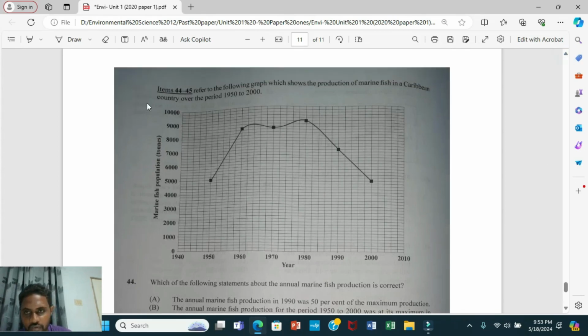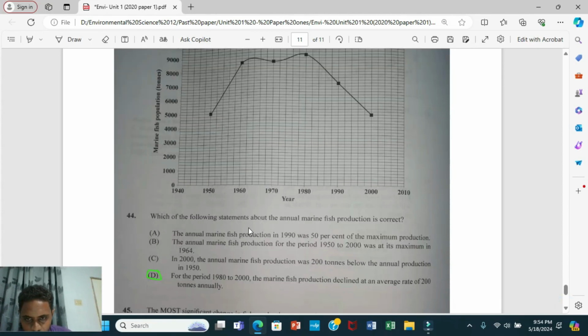Items 44 to 45 refer to the following graph, which shows the production of marine fish in a Caribbean country over the period 1950 to 2000. Which of the following statements about the annual marine fish production is correct? Of course, guys, the answer is D. For the period 1980 to 2000, the marine fish production declined at an average rate of 200 tons annually. Of course, you just read off and then divide by 10, and you're going to get 200.